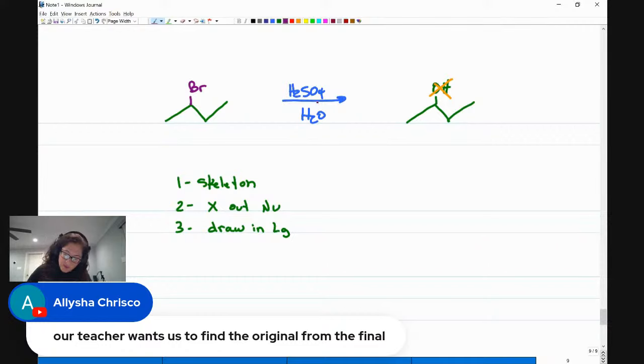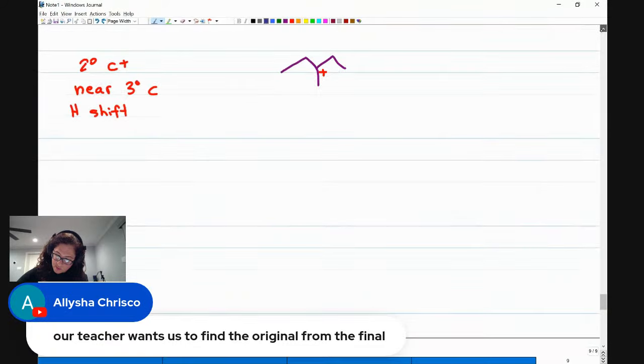This was SN1, but it could have just as well been SN2 without the H2SO4. It could have been NaOH or whatever. And so if this was NaOH in DMSO, same exact thing. So let's go back and see how we would reverse the other ones.